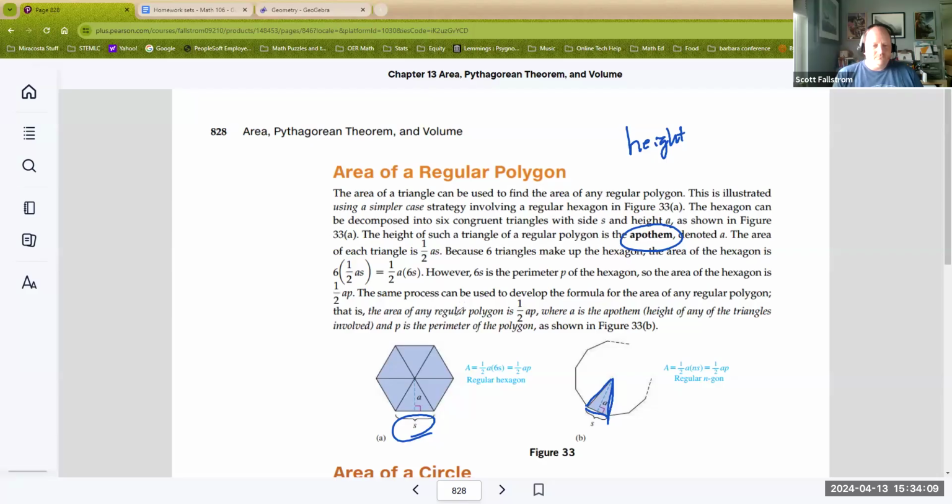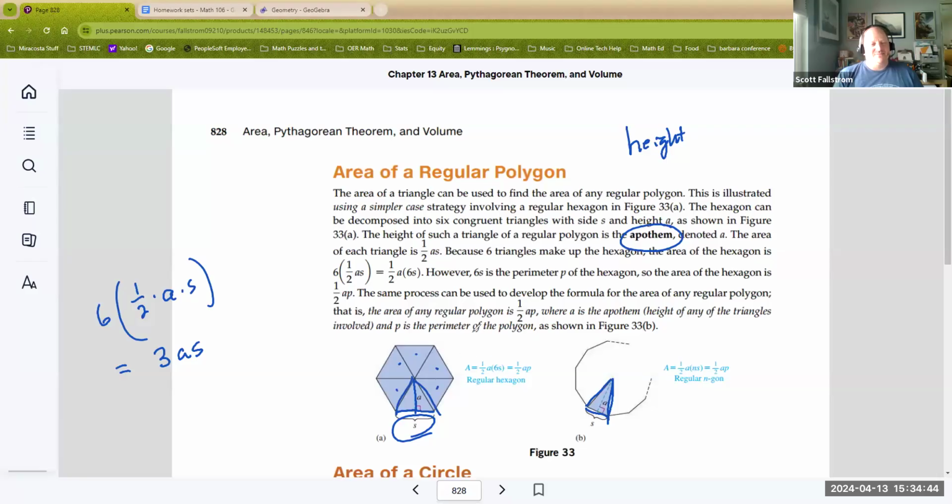And so what you'll do is you'll say, hey, I have the apothem, which is A, times the side length, which is S, and I divide by 2 because it looks like that piece right there is a triangle. And then you just count how many of those pieces you have, and you will have the total area. So notice I have 1/2 times A times S, but I happen to have 6 of them, so my end result is 3AS. Okay, there you go.